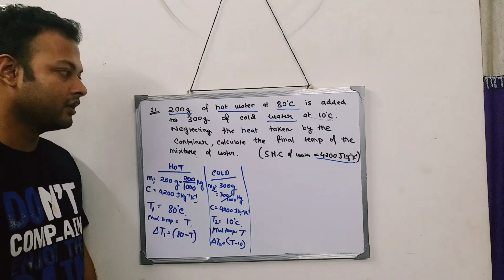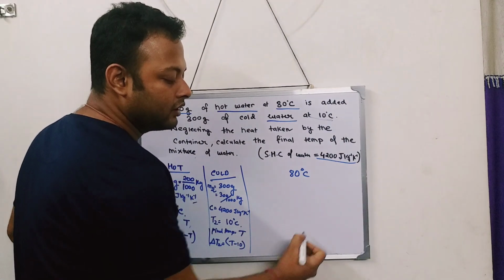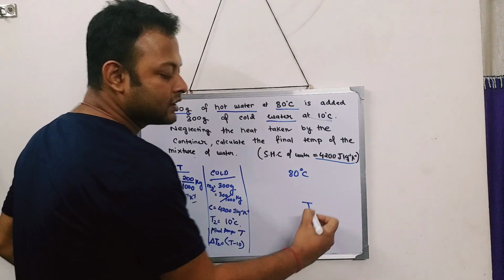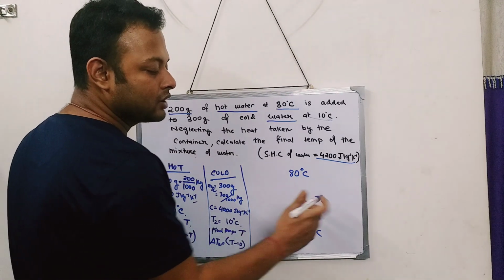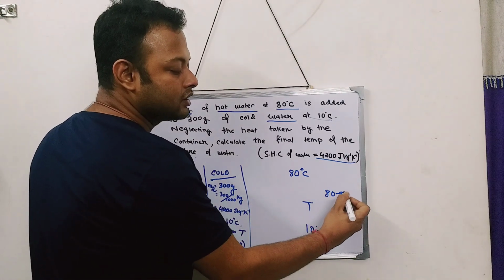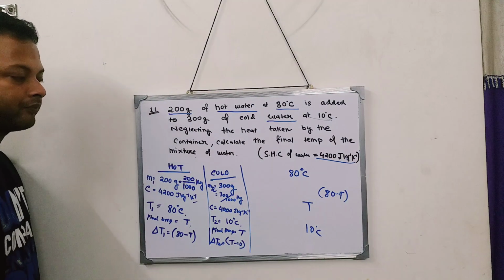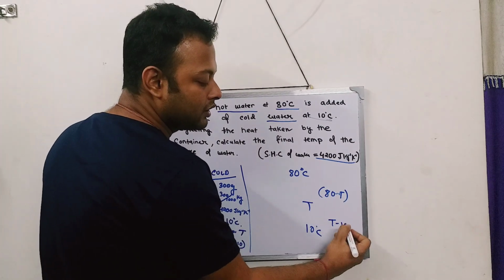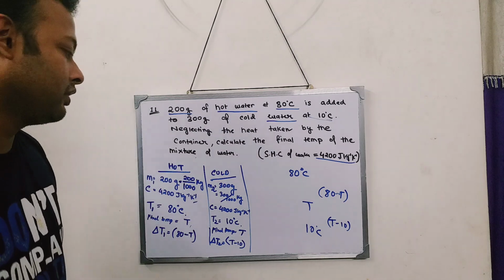So you can see one hot body is 80 degrees centigrade, the cold body is at 10 degrees centigrade. When you mix, the resultant temperature becomes T. So what is the delta T over here? Higher minus lower, so it will be 80 minus T, which I have written over here. And over there, what is the delta T? Higher minus lower, so it will be T minus 10. I hope you understood this part.